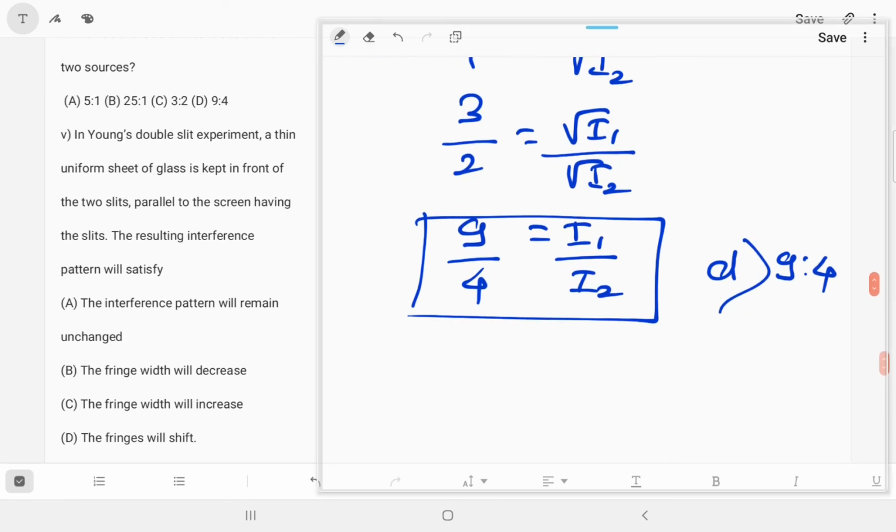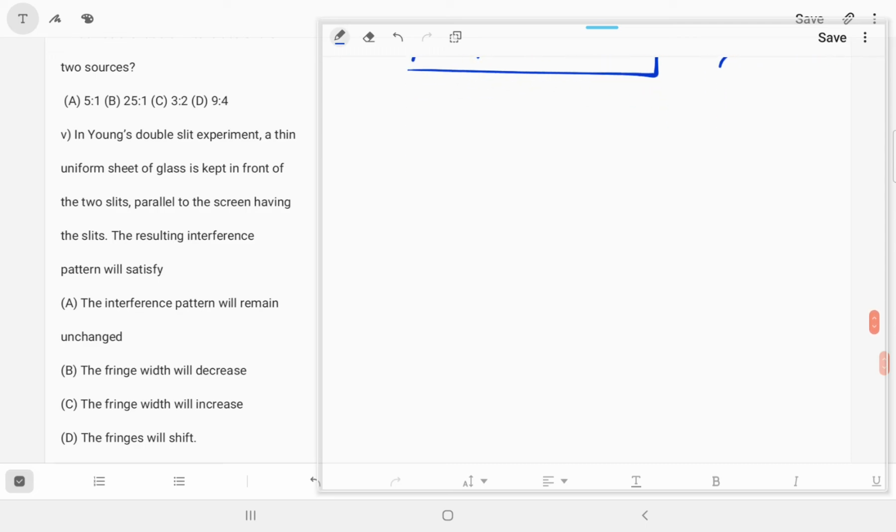Let's see the next one. In Young's double slit experiment, a thin uniform sheet of glass is kept in front of the two slits parallel to the screen having the slits. The resulting interference pattern will satisfy. See here, we know the Young's double slit experiment.